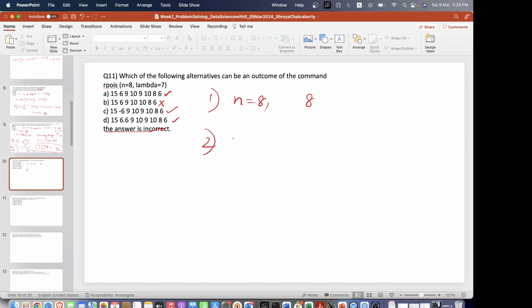Step 2 is, it should be a positive integer. So then this one is cancelled, and this is also cancelled. This is a decimal point and this is a negative integer. So the only correct answer is answer 1. Is it okay?